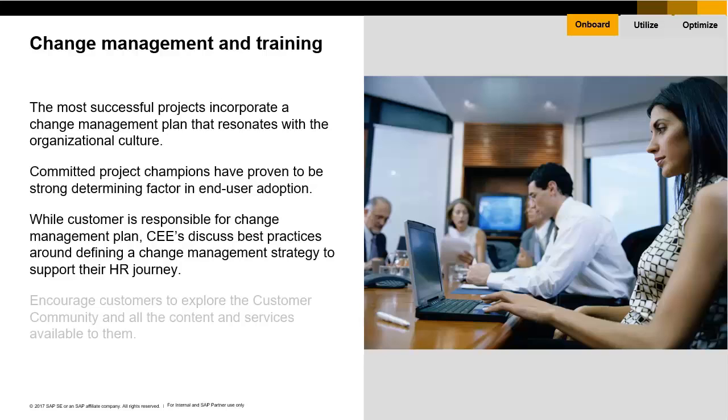Encourage the customers to explore the customer community and all of the content and services available to them, and ensure that they are planning to get all of the appropriate resources engaged with the right training, both initial training as well as ongoing training in the SAP SuccessFactors solution.